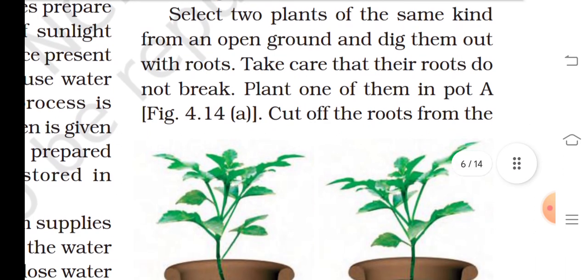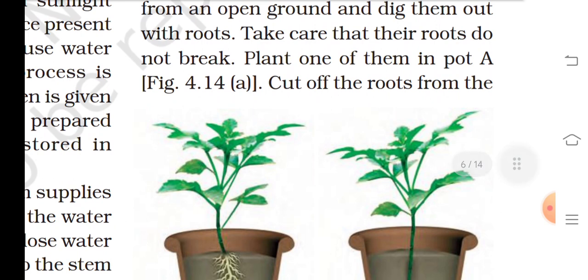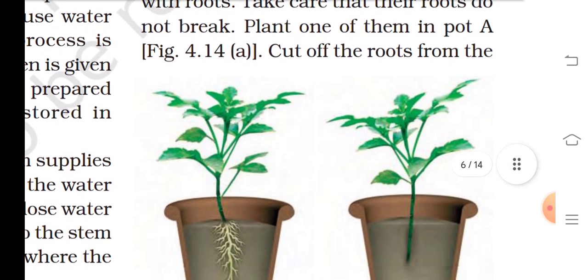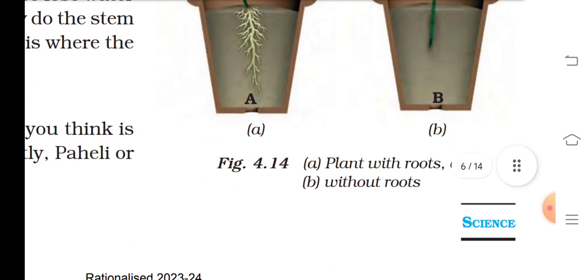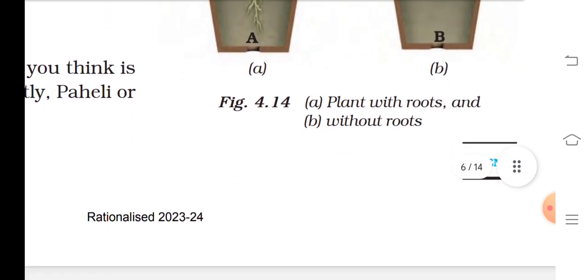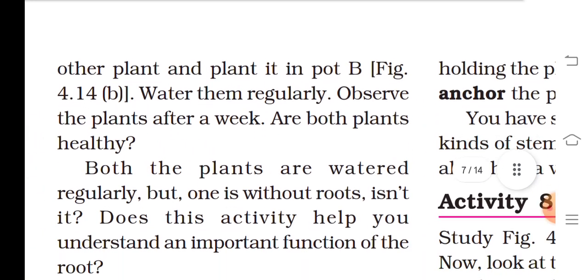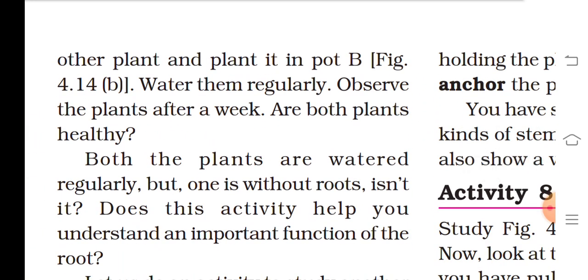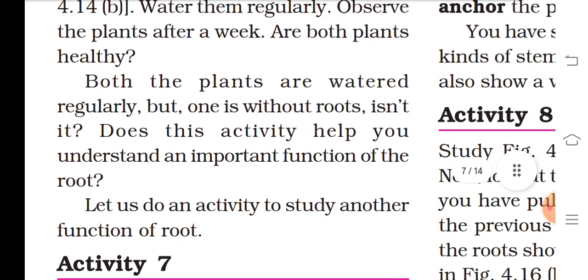Select two plants of the same kind from open ground and dig them out with roots. Take care that their roots do not break. Plant one of them in pot A. Cut off the roots from the other plant and plant it in pot B. Water them regularly. Observe the plants after a week.